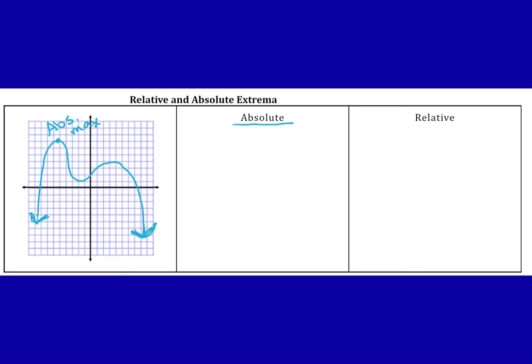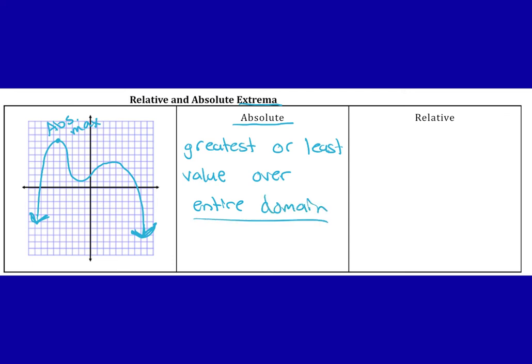We don't have a smallest number. So absolute extrema, the definition is just the greatest or least value over the entire domain. So the whole graph. It's basically just the top number, the smallest number over the entire graph.